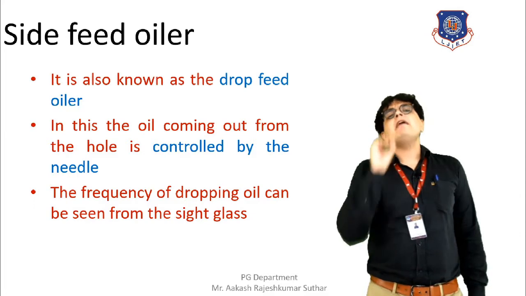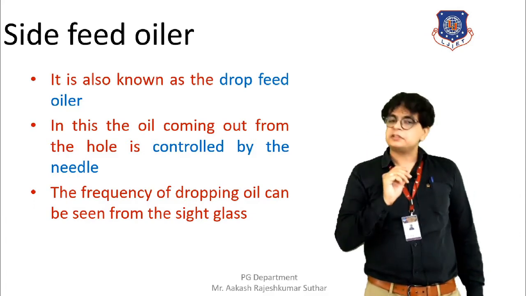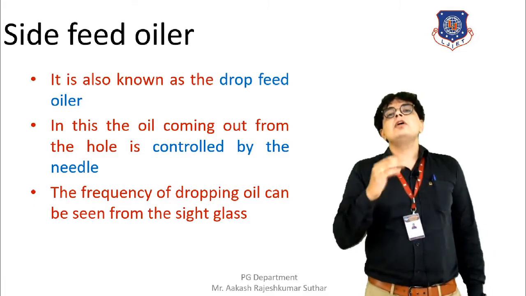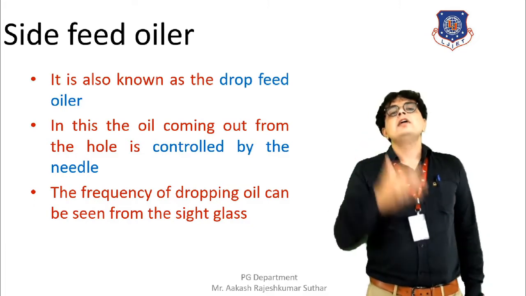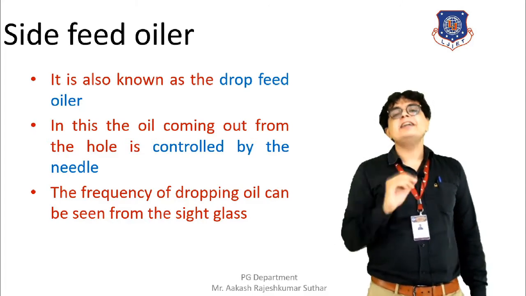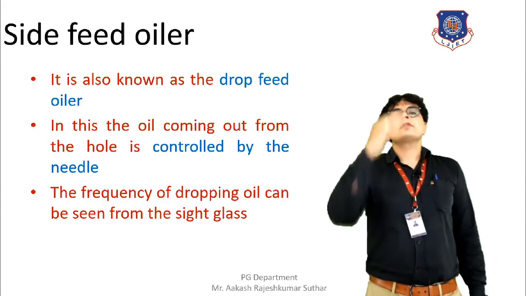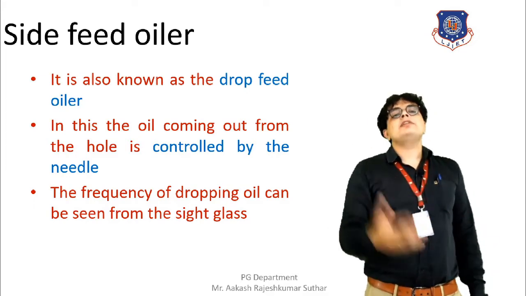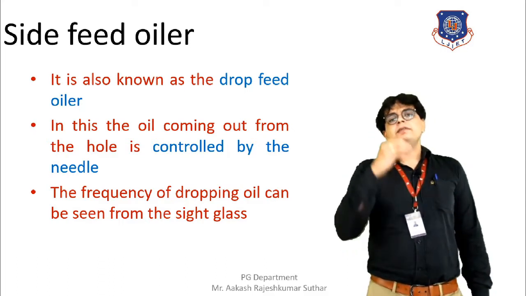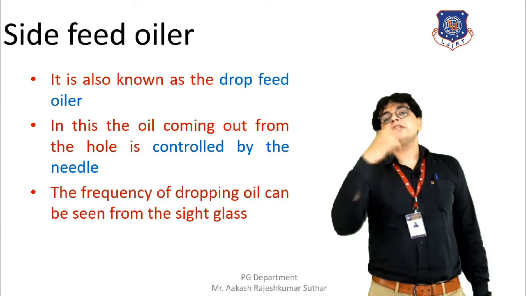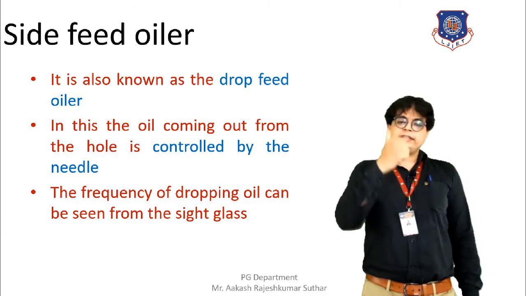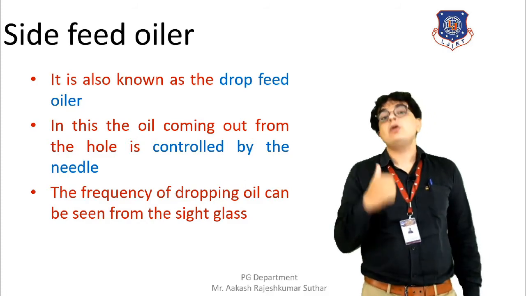We are supplying the required amount of oil to the required destination, and the main component that controls the movement, or we can say the flowing of the lubricating oil, is the needle. The needle controls the movement of the oil from the reservoir to the desired destination. With the help of the needle, we can control the quantity that is required to be transferred from the reservoir to the required destination. So it is a very key component in the side feed oiler.